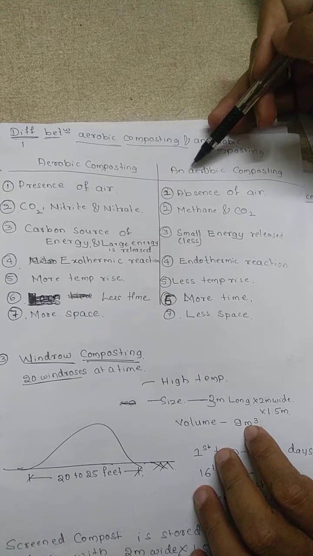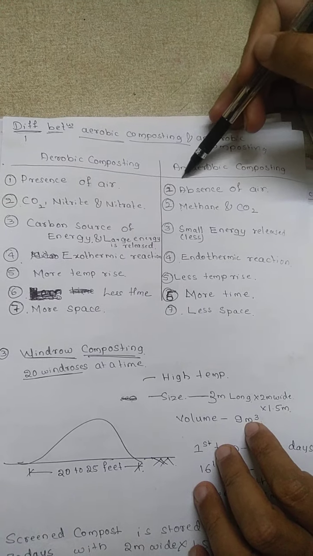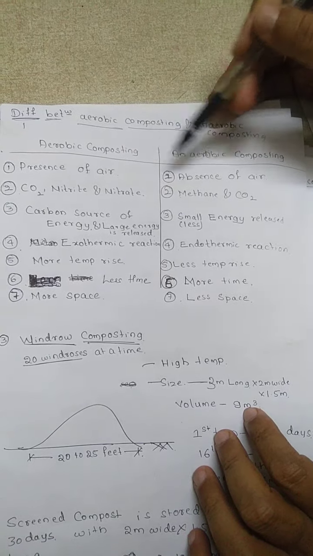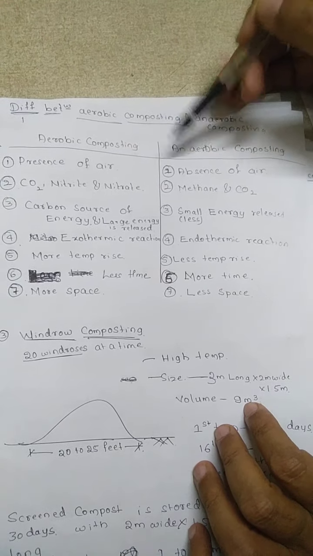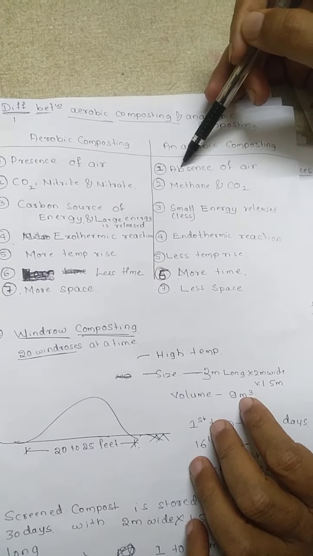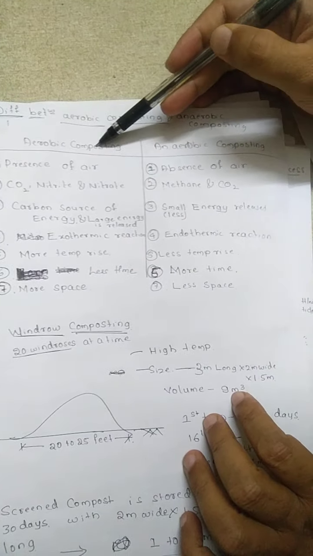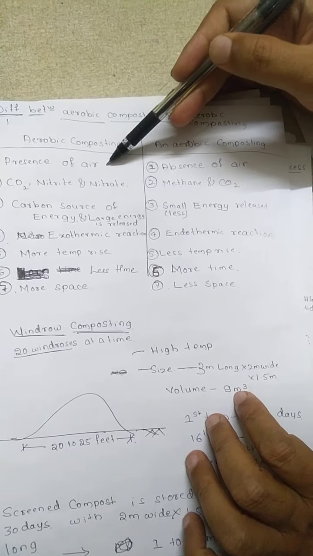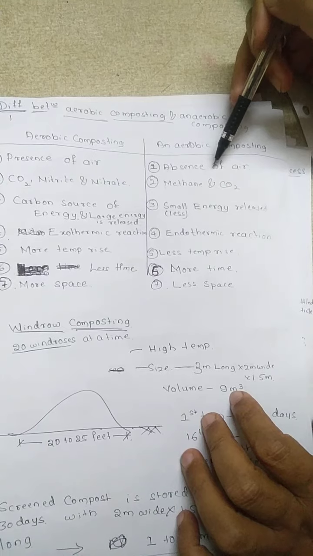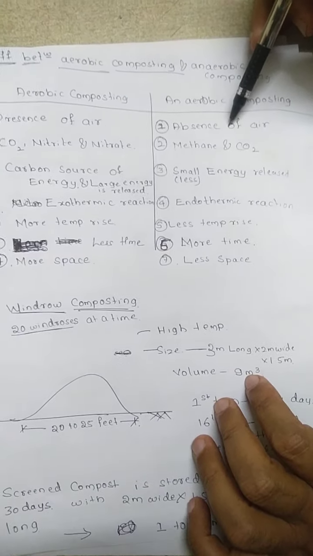Between aerobic and anaerobic composting, this is a very important question that is going to be asked in an exam for 5 marks. They will normally ask you the difference between aerobic and anaerobic composting. Now as I have told, aerobic composting is done in the presence of air, and anaerobic composting is done in the absence of air.